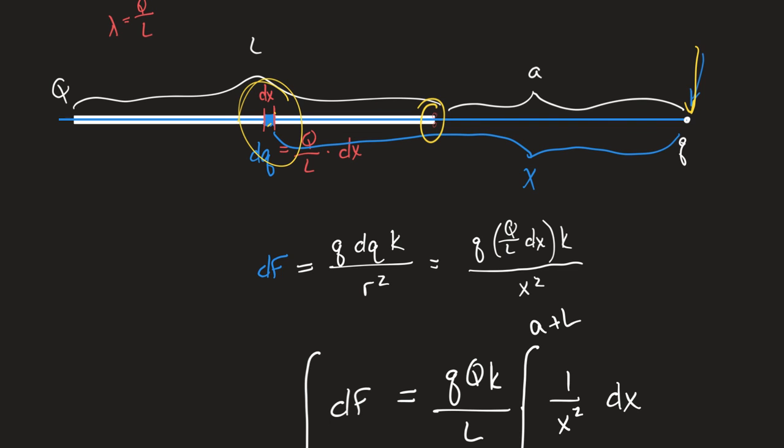But isn't the very left side of the bar just 0? Here? Yeah. What distance is that away from my charge? A plus 0. That's a plus L away. That's the farthest piece away. Oh, you had it flipped. Something like what I thought.